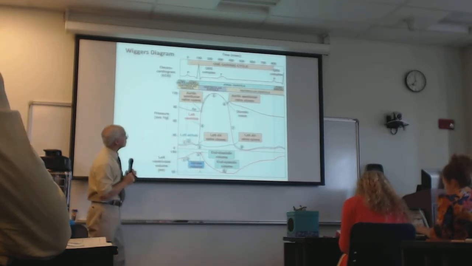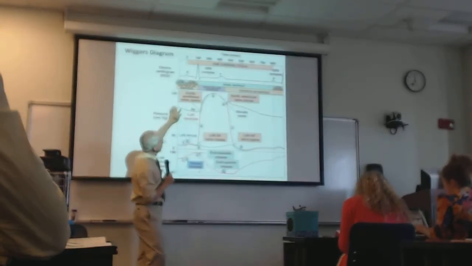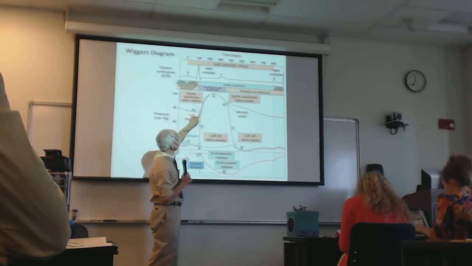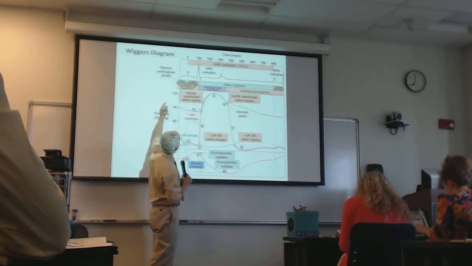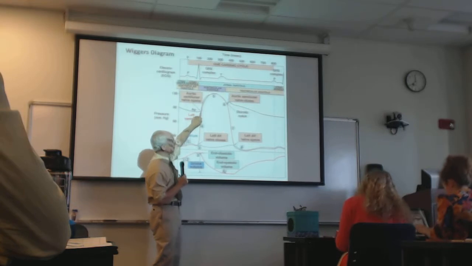By the way, the black line is the aortic pressure. So what must happen right here? They don't have a little number there. What's happening right here?